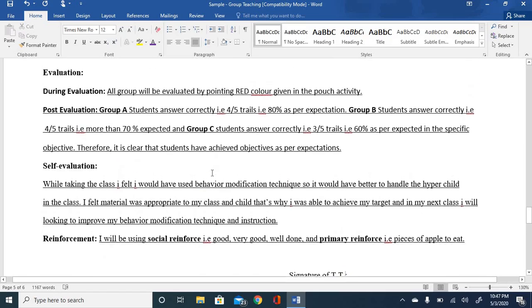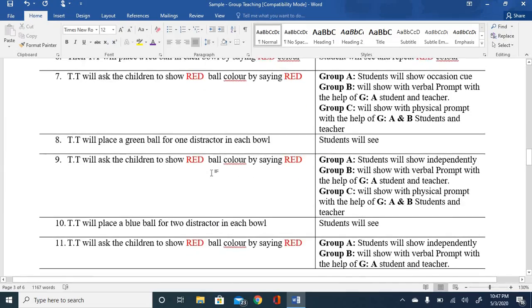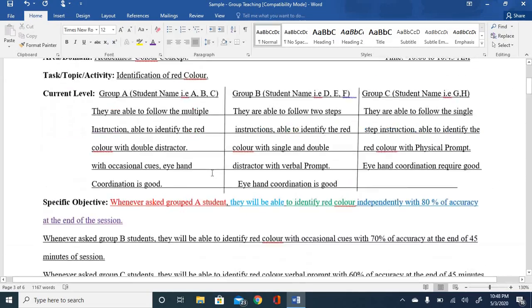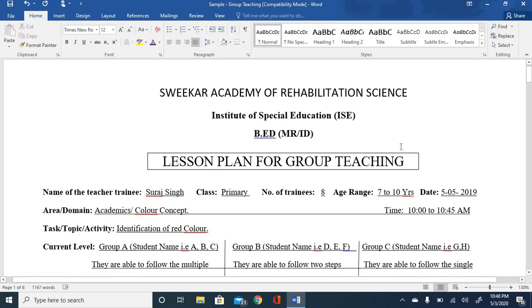So I hope you have understood. If you have any doubt, you can just ask me. I will try to clarify. So this is your group teaching once again, how it looks. Okay then, that's it.